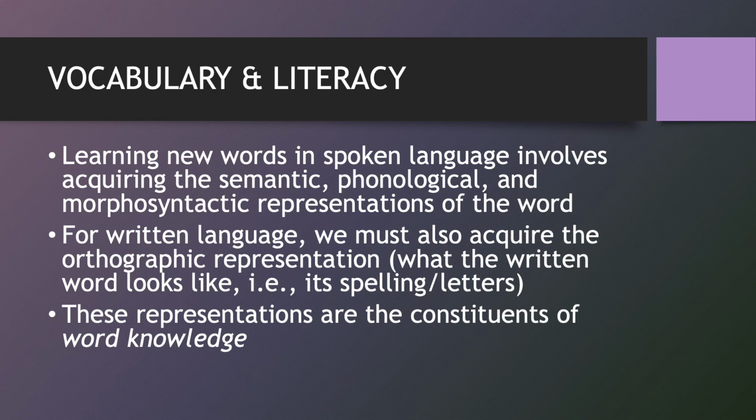Learning new words in spoken language involves acquiring the semantic, phonological, and morphosyntactic representations of the words. In other words, you know what the word means, how it sounds, and its grammatical functions. For written language, we must also acquire the orthographic representation, what the written word looks like, or in other words, its spelling and its letters. All of these representations, the semantic, phonological, morphosyntactic, and orthographic, are the constituents of what we call word knowledge.